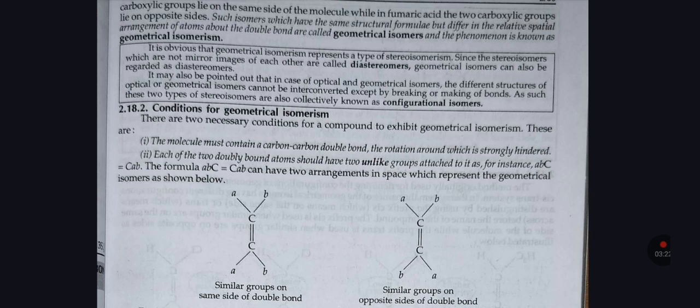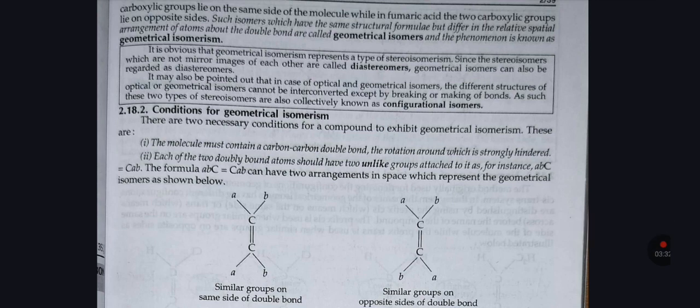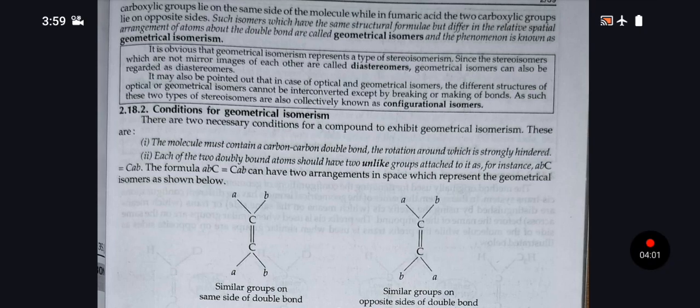Conditions for geometrical isomerism. There are two necessary conditions. First, the molecule must contain a carbon-carbon double bond, the rotation around which is strongly hindered. Second, each of the two doubly bonded carbon atoms should have two unlike groups attached to it, as for instance ABC=CAB. Such formulas can have two arrangements in space which represent the geometrical isomers, as shown below. The first shows similar groups on the same side of the double bond. The second shows similar groups on opposite sides of the double bond.